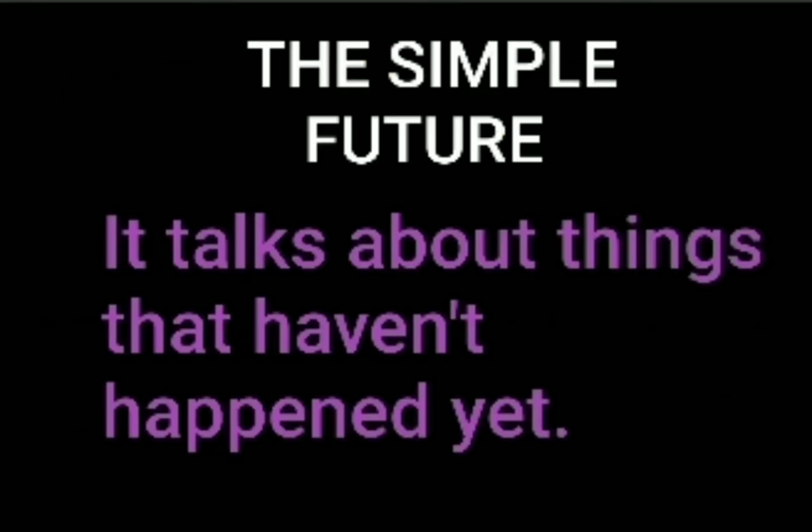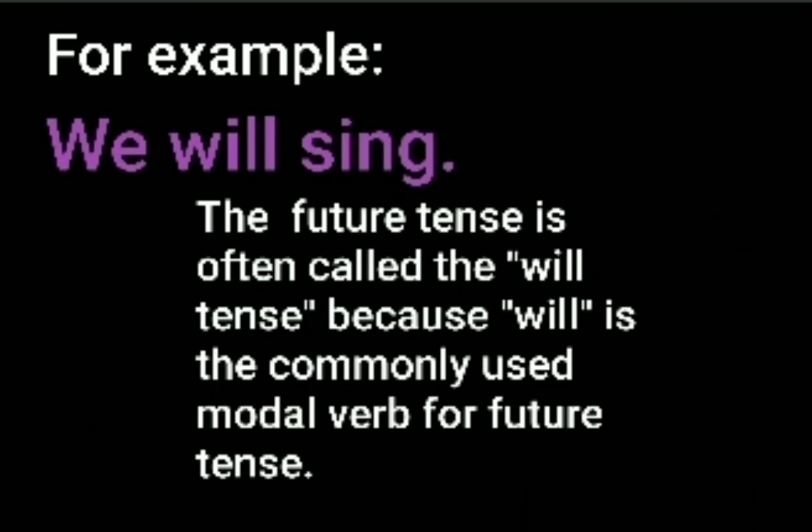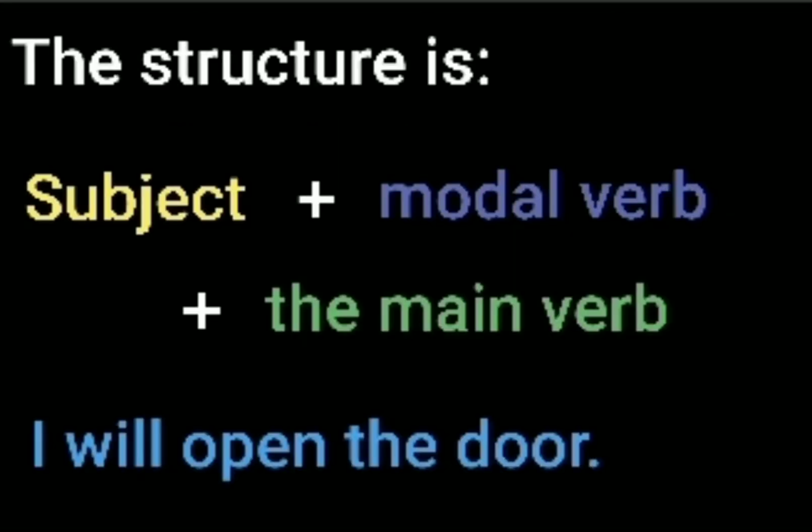We're done with the simple past tense and we're moving on to the simple future. Simple future tense talks about things that haven't happened yet. For example, we will sing. The future tense is often called the will tense because will is the commonly used modal verb for future tense. The structure is the subject plus the modal verb plus the main verb.